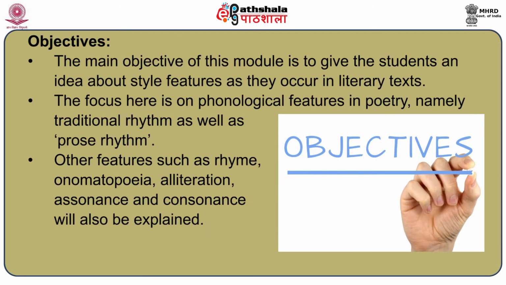The main objective is to give you an idea about style features as they occur in texts, particularly poetry, because sound is important to poetry. And rhythm is very important for poetry. And we should know what rhythm is. Generally, rhythm is left out in analysis in classes. In many classes of literature, poetic rhythms are not taught, because unless you bring linguistics into it, rhythms cannot be explained. And of course, we will explain other concepts also like rhyme, onomatopoeia, alliteration, assonance, these kind of figures.